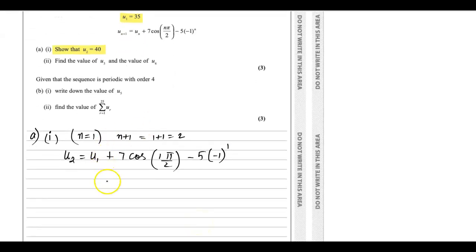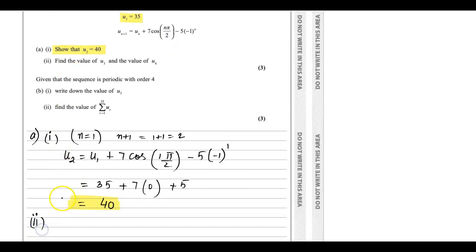Okay, let's simplify more. u1 was 35. Let's substitute. Plus 7 cos pi by 2, which is 0, minus 5 minus 1, so that will make plus 5. And it gives us 40. So yes, it is proved. u2 is 40.